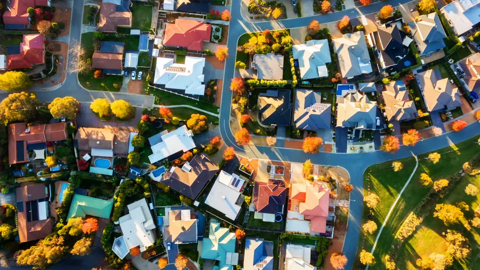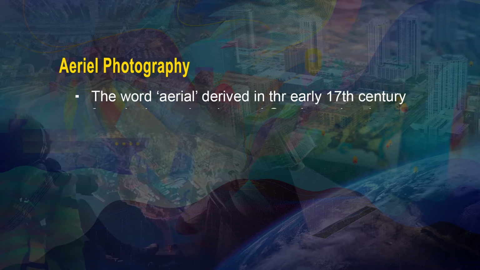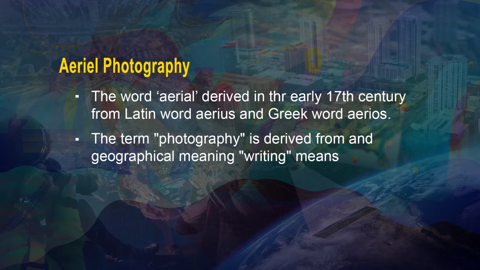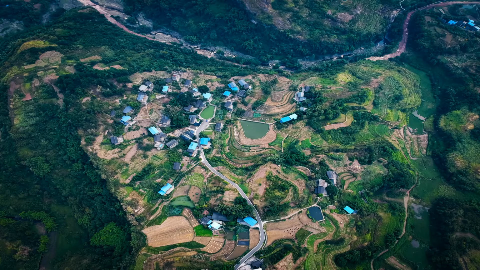Photographing from the air is basically known as aerial photography. The word aerial is derived in the early 17th century from the Latin word aerius and the Greek word aerios. The term photography is derived from Greek and geographical meaning writing by light. Aerial photography comes under the branch of remote sensing.